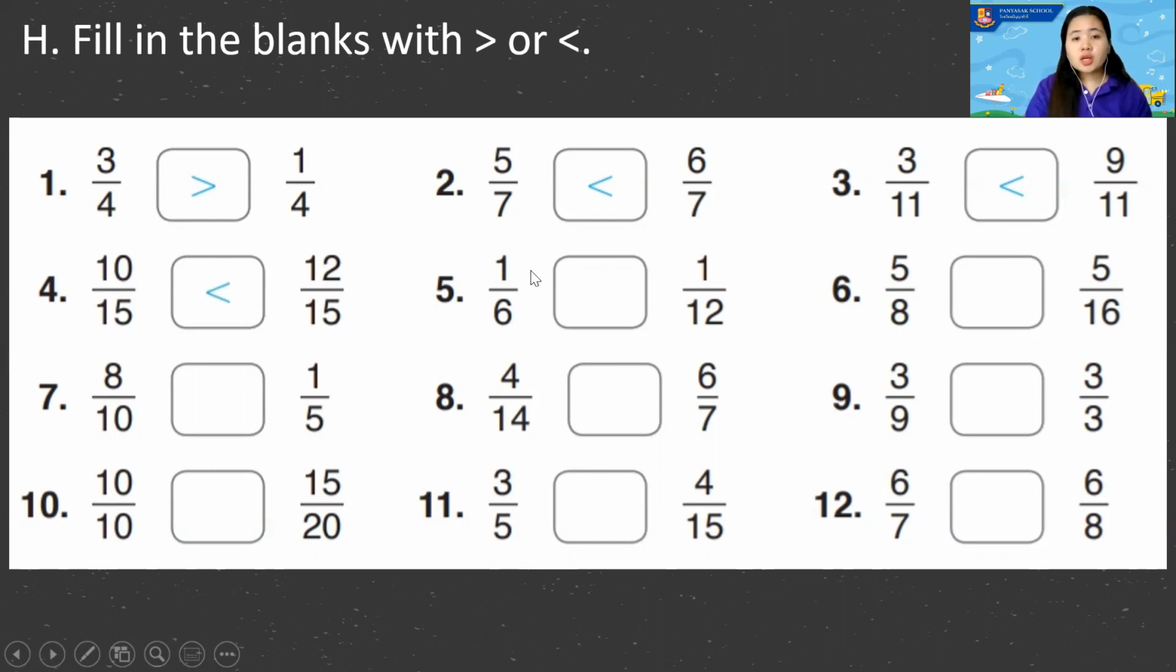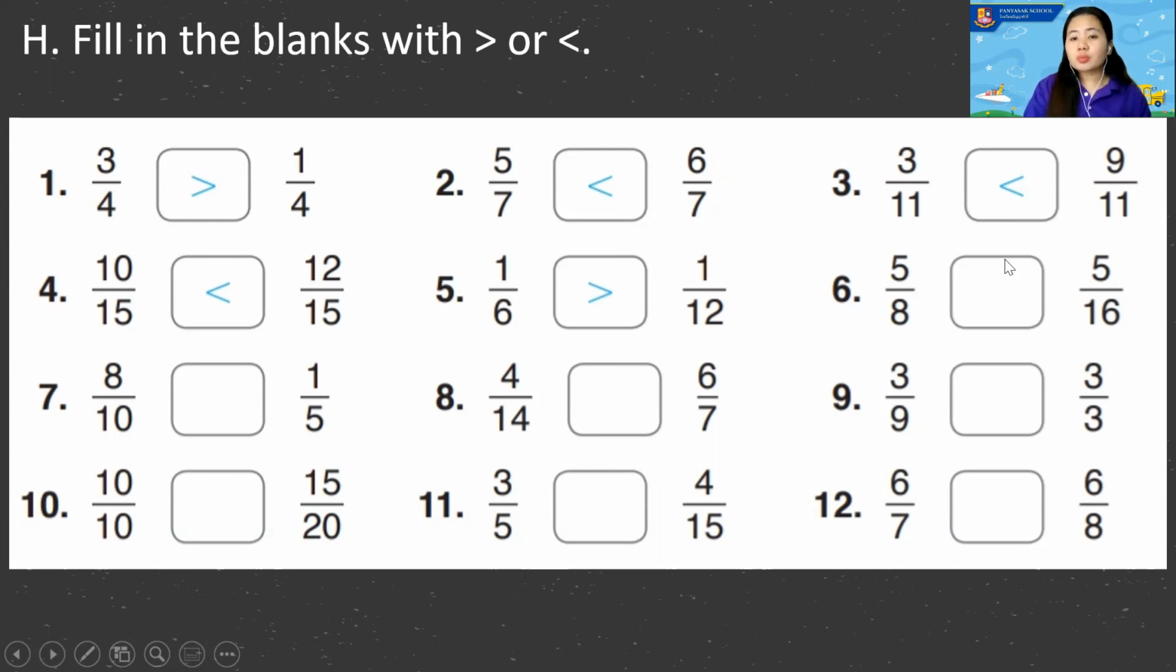Okay, how about number 5? Here, they have the same numerator. So remember, if they have the same numerator, the smaller the fraction, the bigger its value. So this one has the same numerator and this one is the smaller fraction. That means it has a big value. So 1/6 is bigger or greater than 1/12.